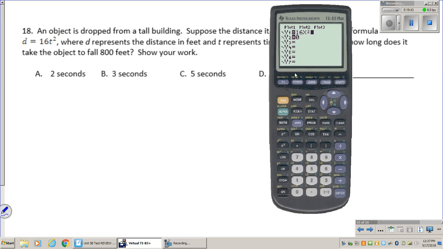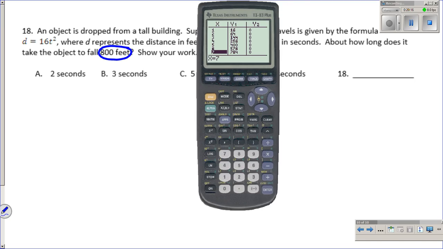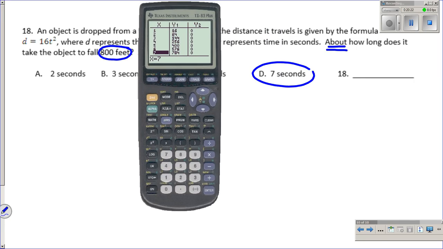The easiest way to find the answer is going to be to look at the table of values. So if you go to second graph, our answer choices are at 2 seconds, 3 seconds, 5 seconds, or 7 seconds. At 2 seconds, the object has only fallen 64 feet. At 3 seconds, the object has fallen 144 feet. By 5 seconds, we're at 400 feet. And by 7 seconds, we're at 784 feet. So 7 seconds is going to get us to the closest height of 800 feet. Notice the problem does say the word about. So we're going to choose option D, 7 seconds.